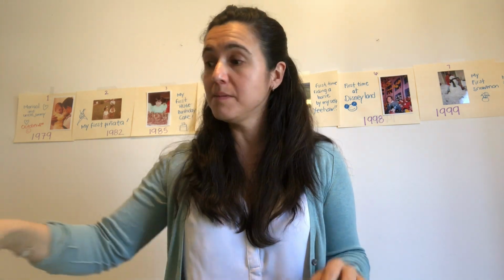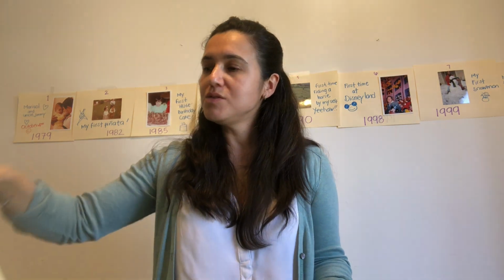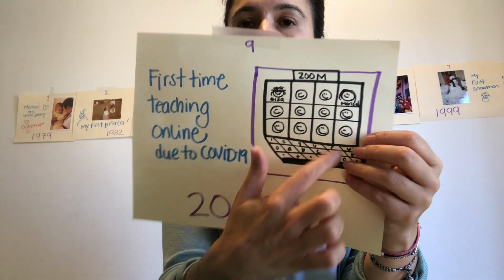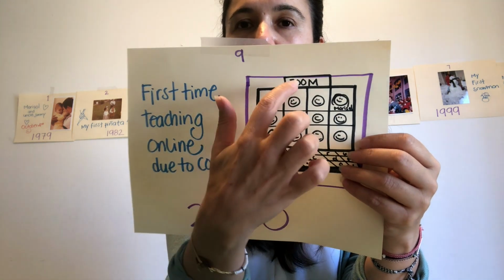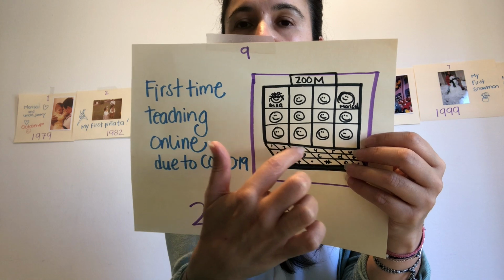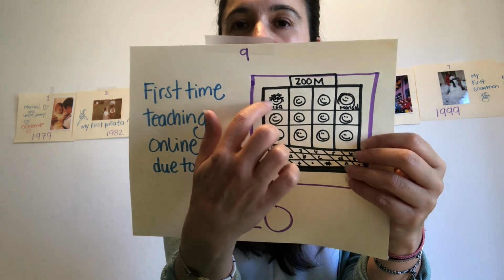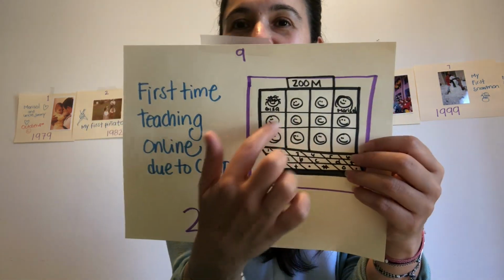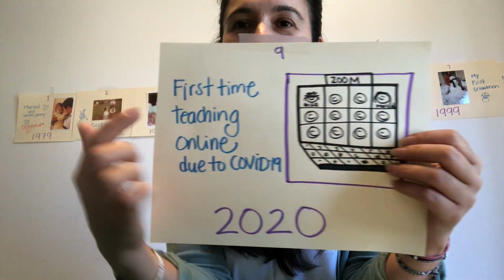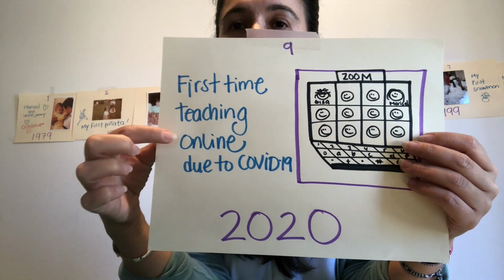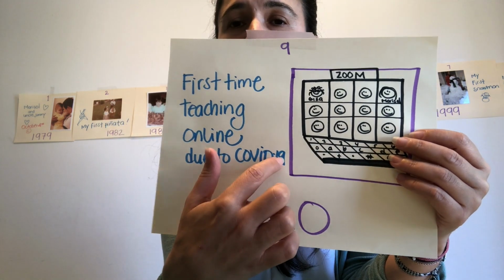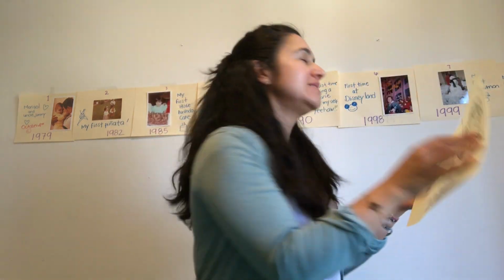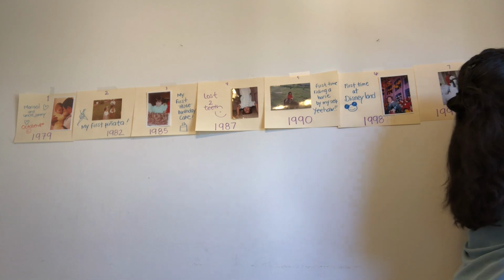Now, I wanted to print a picture of our new online teaching because that's gonna be a very important event in my life. So my printer couldn't print a picture, so I drew the picture. Here is the computer, Zoom, and we're doing our circle time every Friday. And that's Miss Gisa, and that's Miss Marisol, me, and all of our students. And it says, first time teaching online due to COVID-19, 2020. That's the year, and that's the last one. And I'm gonna put it right here.